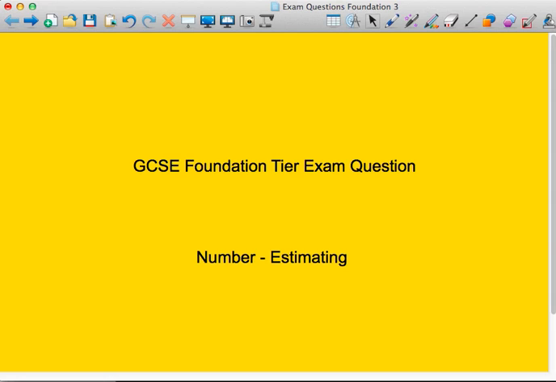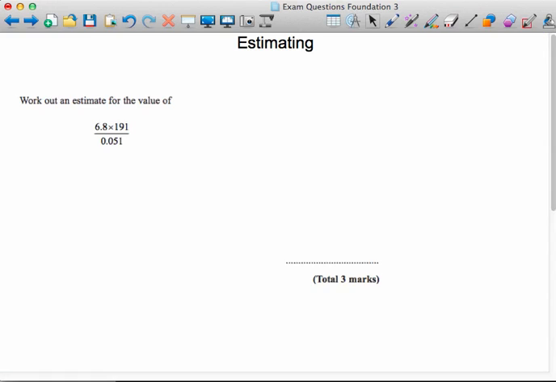Welcome to a GCSE exam question on estimating. This kind of question can be on both the foundation and the higher tier exams. Work out an estimate for the value of 6.8 multiplied by 191 divided by 0.051.